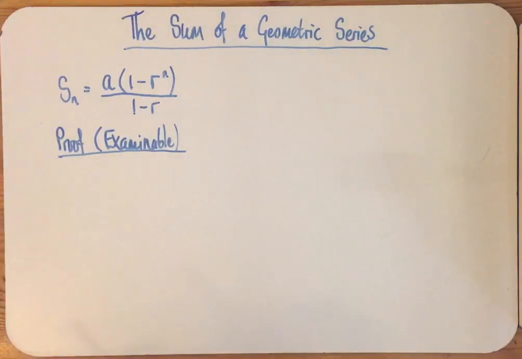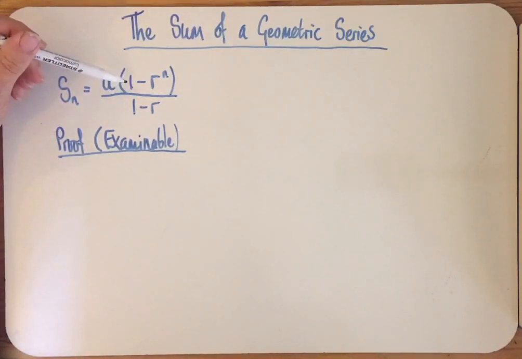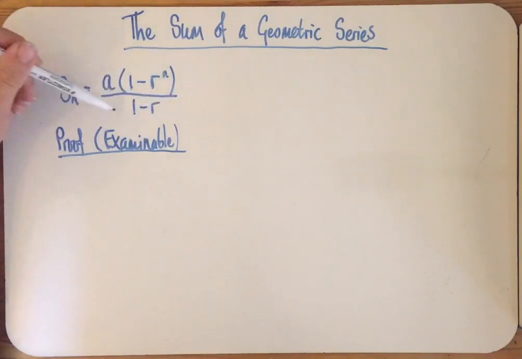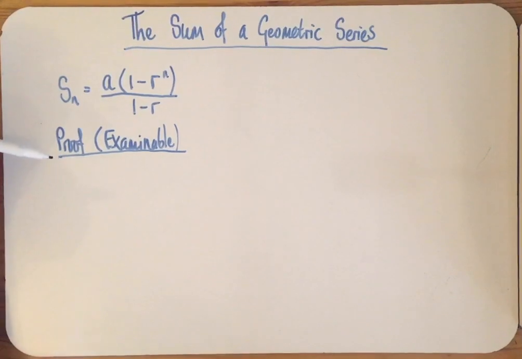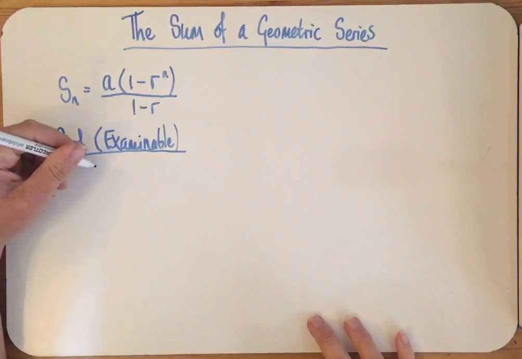Okay, moving on to the sum of a geometric series. So it's all the terms added together. The result here is S_n equals a lots of 1 minus r to the power n, all over 1 minus r. Like with the arithmetic series, this proof is examinable, and it's not dissimilar, to be fair.